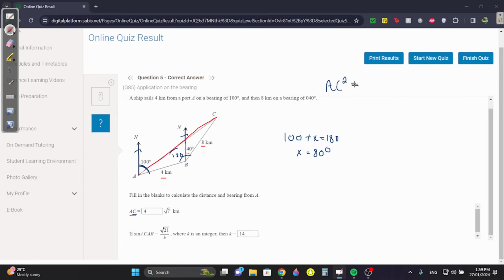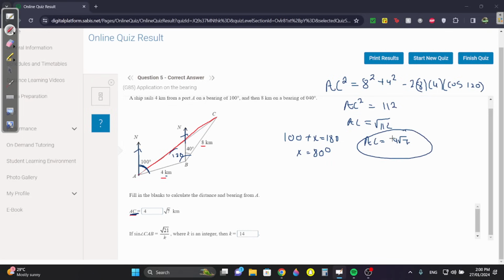AC squared equals the other two sides squared added together, so 8 squared plus 4 squared, minus 2 times the other two sides, remember, 8 times 4, times cosine of the angle 120. And you get AC squared equals, I think it was 16 times 7, which is 112. So they want AC, not AC squared, so it will be radical 112, and the calculator will give it to you as 4 radical 7.